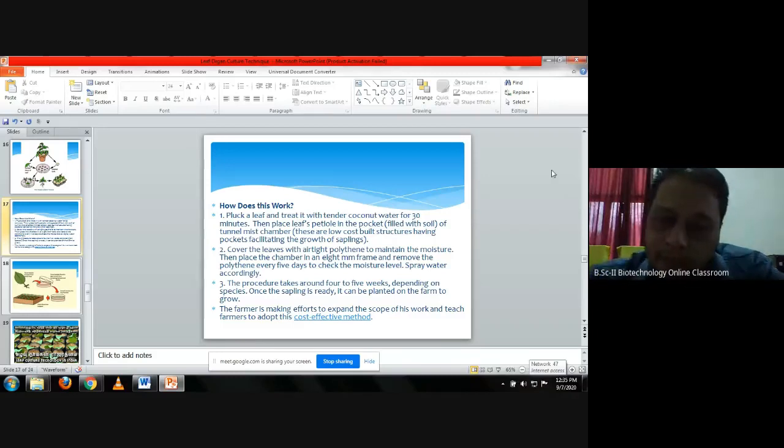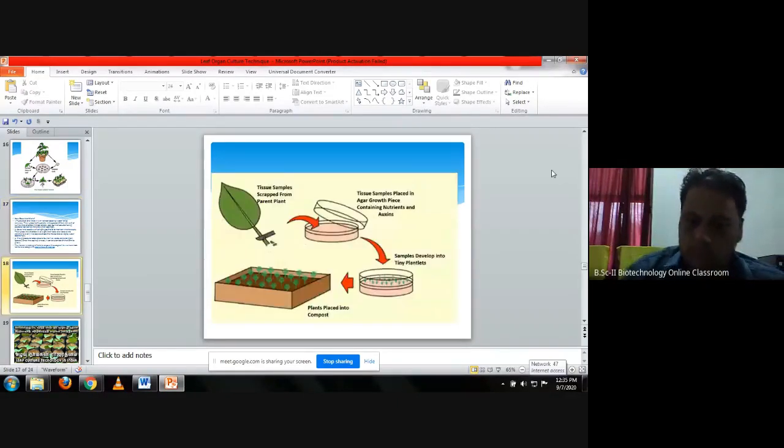The farmer is making efforts to expand the scope of this work and teach farmers to adopt this. He is taking many workshops to teach this cost effective method to farmers. So see, one man started with a mission and he has developed this technique. How extensively? Same here they have showed.